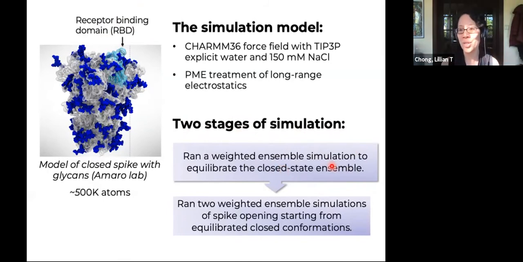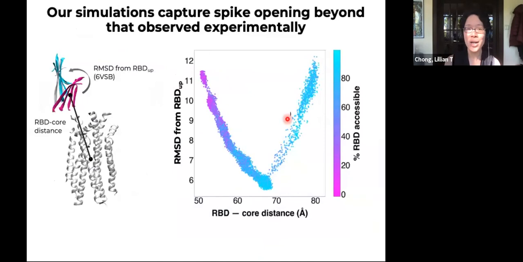And this is an important step to ensure that we have a well-equilibrated initial state. And then we ran 2 weighted ensemble simulations of spike opening, starting from the equilibrated closed conformations. So our simulations did capture spike opening. And what was interesting is that we also captured opening beyond what was observed experimentally.